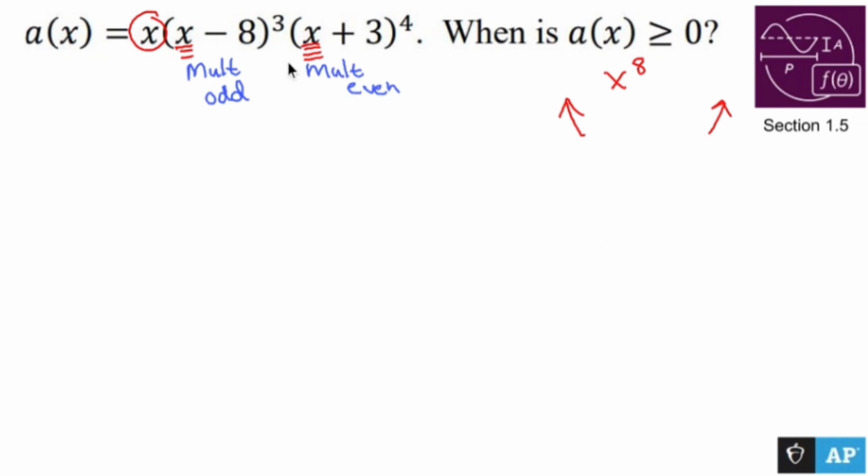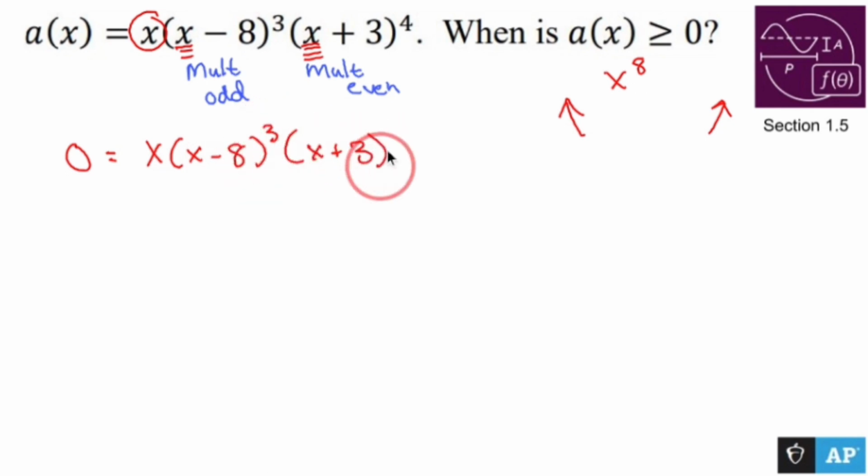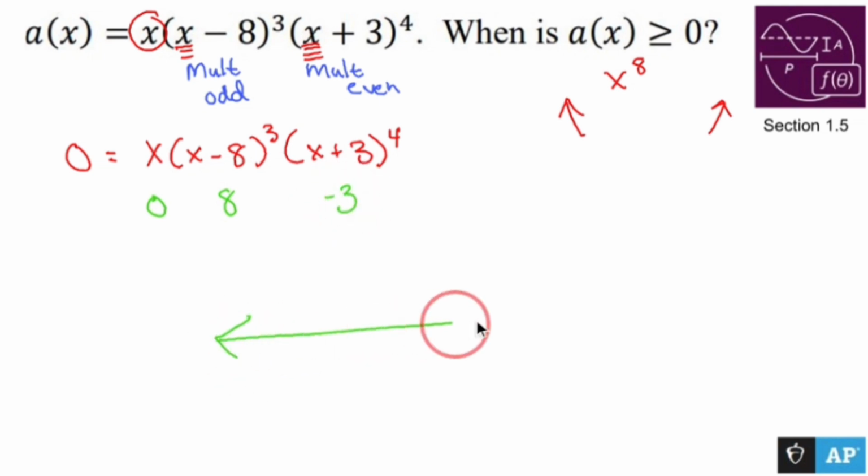Okay, what's going on in between is found by doing this. What I need to do next is find my zeros. So again, I have x, x minus 8 cubed, and x plus 3 to the fourth. My zeros are 0, positive 8, and negative 3. So let's draw ourselves a sign graph. Magic happens at negative 3, at 0, and at 8.